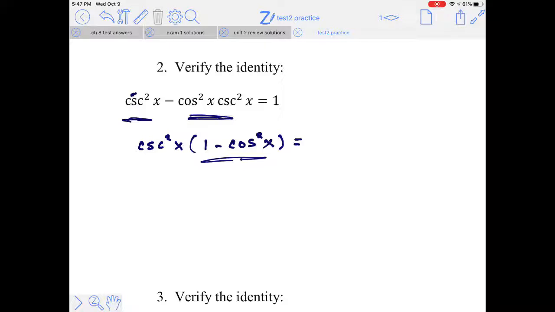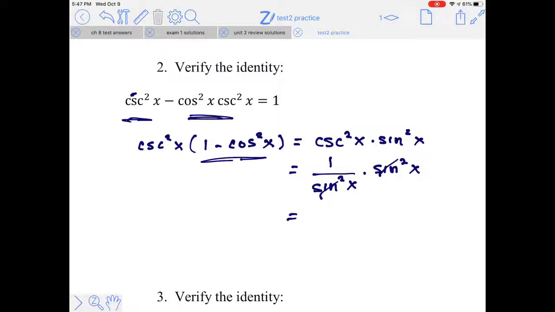So then we have cosecant squared of x times sine squared of x. You can change cosecant using the reciprocal identity. Cosecant squared is 1 over sine squared of x times sine squared of x. And then those cancel each other out, and we get 1.